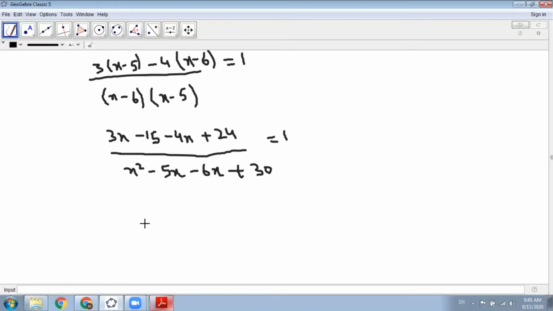Minus x plus 9, we get this numerator minus x plus 9, and in the denominator we get x square minus 11x plus 30 equals to 1. Now we move this denominator to this side.